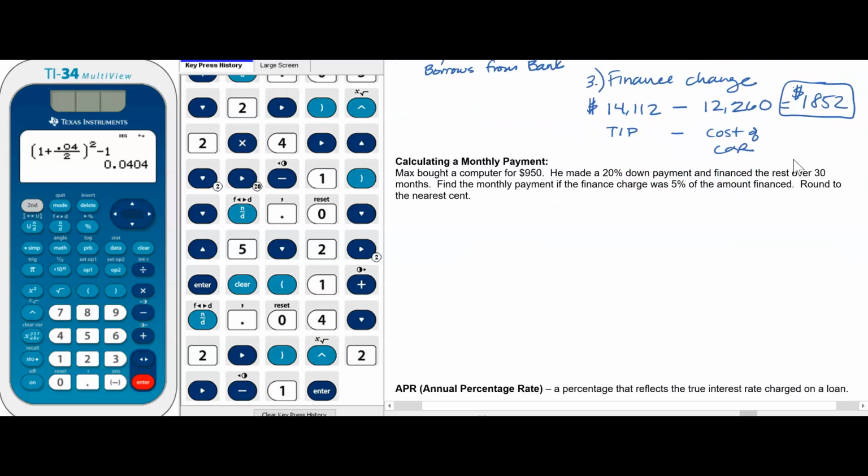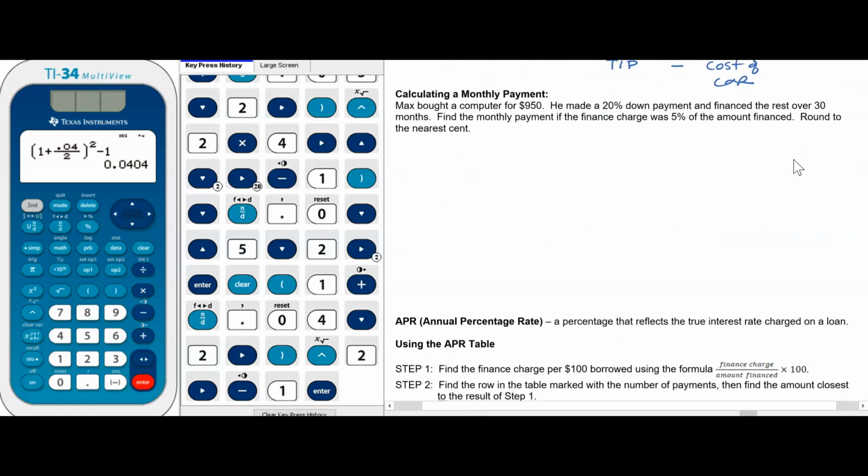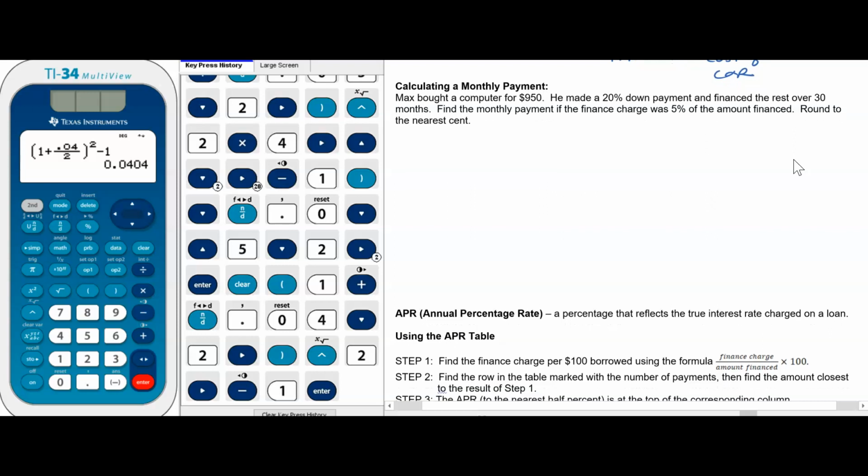This is similar. Instead of a car, Max is buying a computer for $950. It looks like he made a down payment of 20%. And it asks us to find the monthly payment if the finance charge was 5% of the amount financed. So this is a different type of problem because we're actually going to compute the finance charge. So the first thing that we're going to do here is find the down payment.